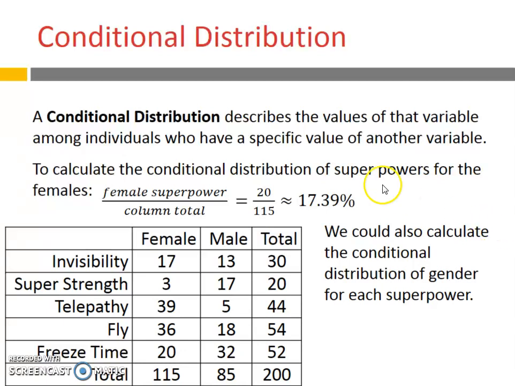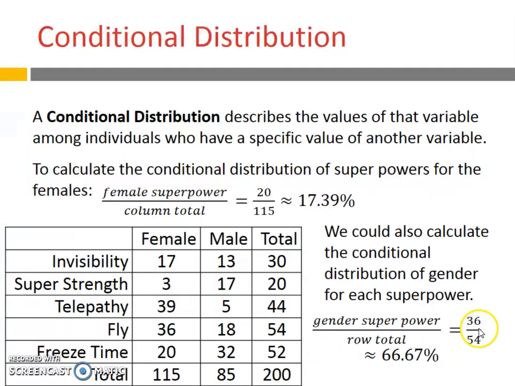So you could go the other way. So if you wanted to know what percent of the people who wanted freeze time were female, that would be a different number. It would be the same numerator. 20 would still be on the top, but the denominator would be different. So take a moment and do that now for, well, actually it's right there. So say, let's see, where did this one come from? This tells me of the people who wanted to fly, what percent of them were female. So that's where they got 36 out of the 54.